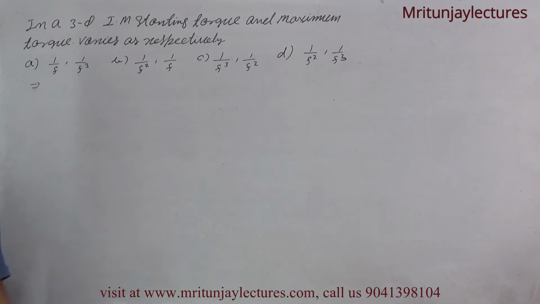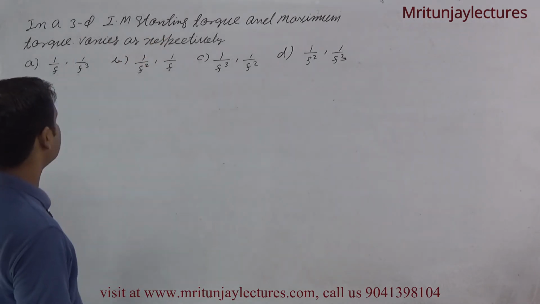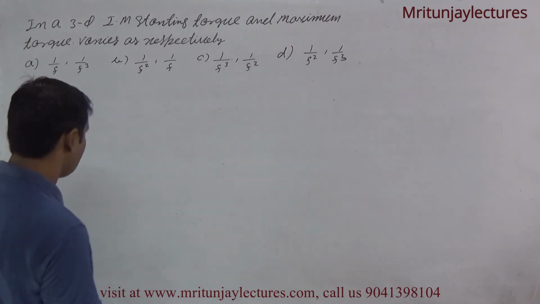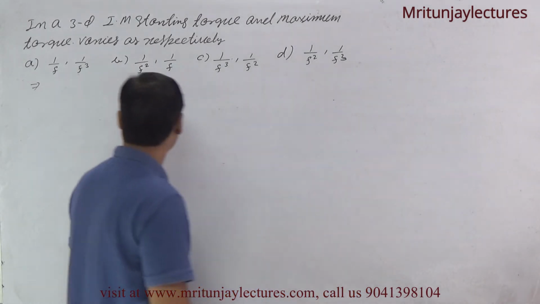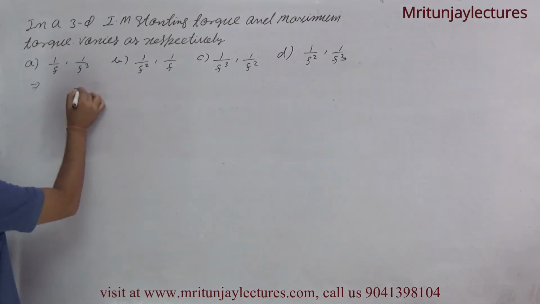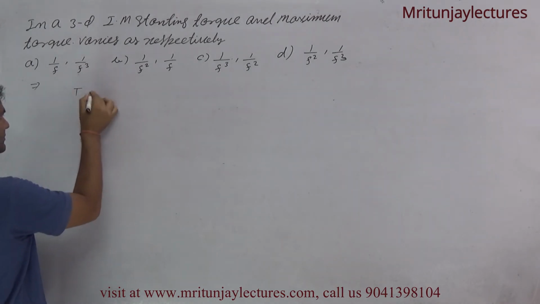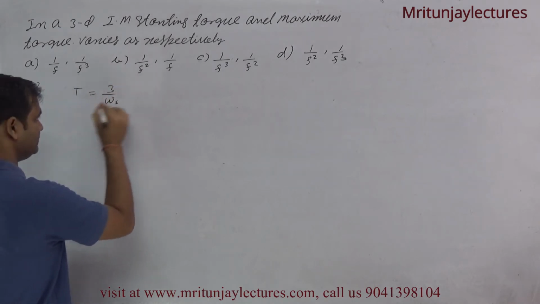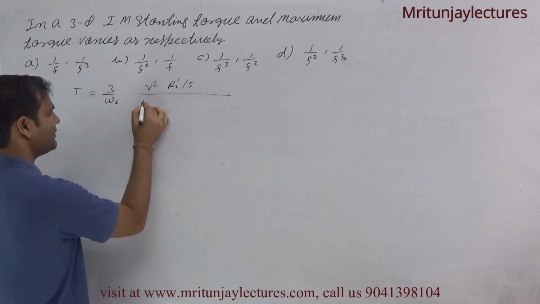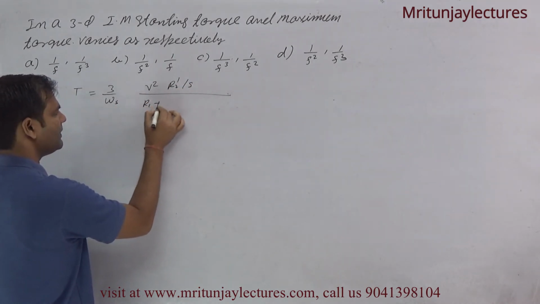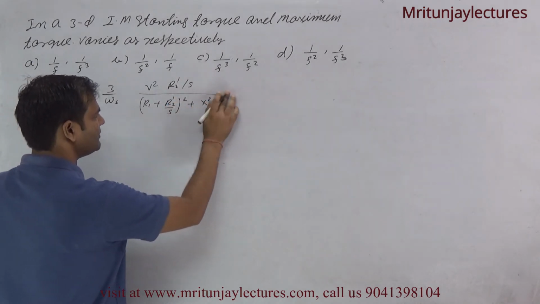Now the next question: in a three-phase induction motor, how do the starting torque and maximum torque vary, respectively? Which one is the correct option? First of all, what about the starting torque? The electromagnetic torque is omega s into V square into R2' by S, whole divided by R1 plus R2' to the whole square plus X square.